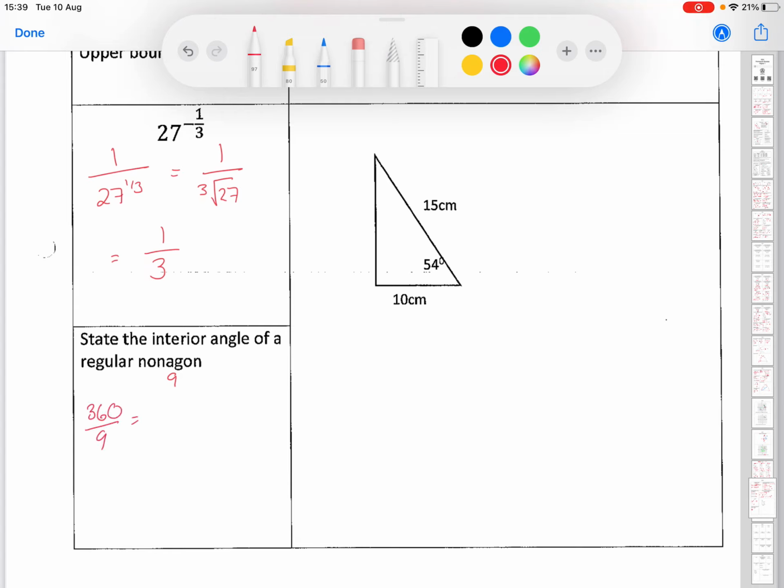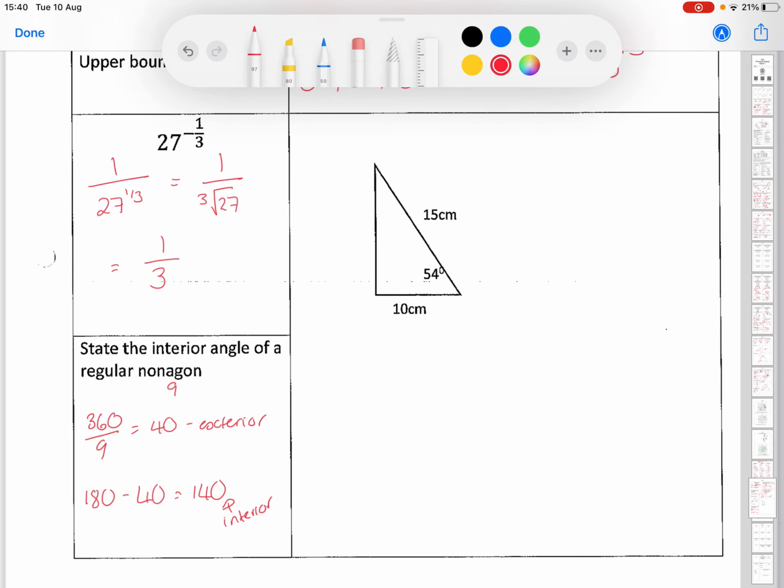Or a quicker way, if we find the exterior angle, we do 360 divided by the number of sides, which is 40, that is the exterior angle. Interior and exterior angles add up to 180, so all we need to do is 180 take away 40, which is 140, to get our interior angle. It would have worked the same if you did it the other way though.